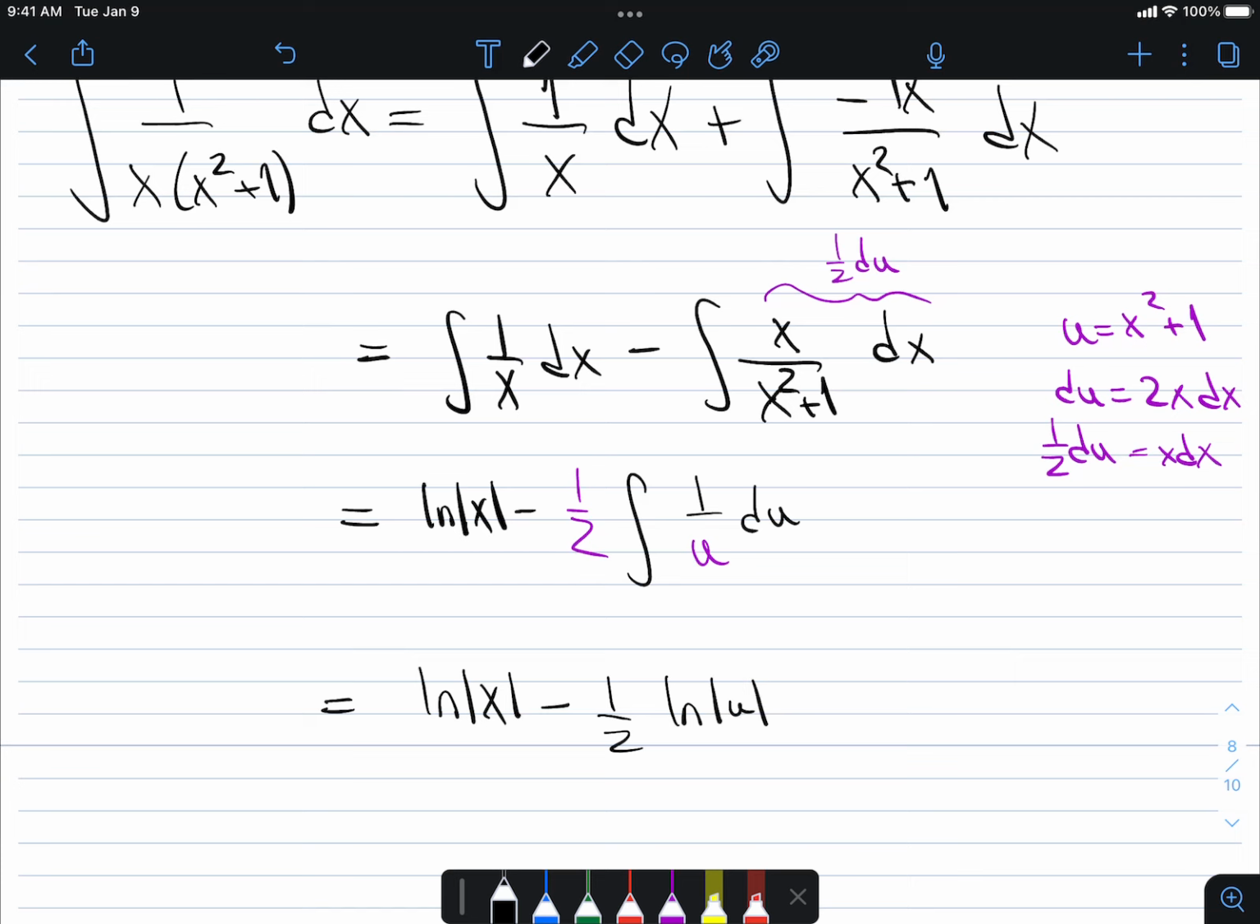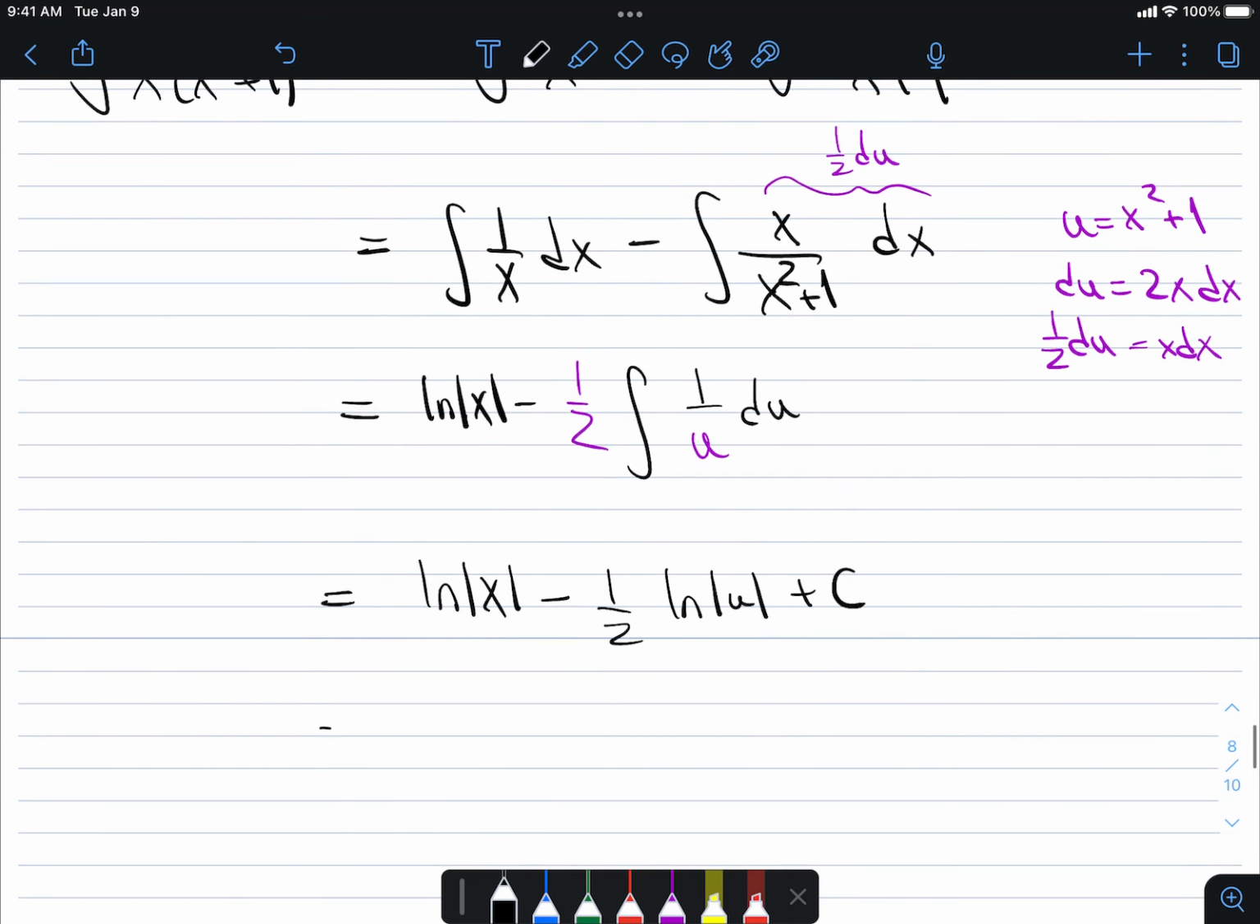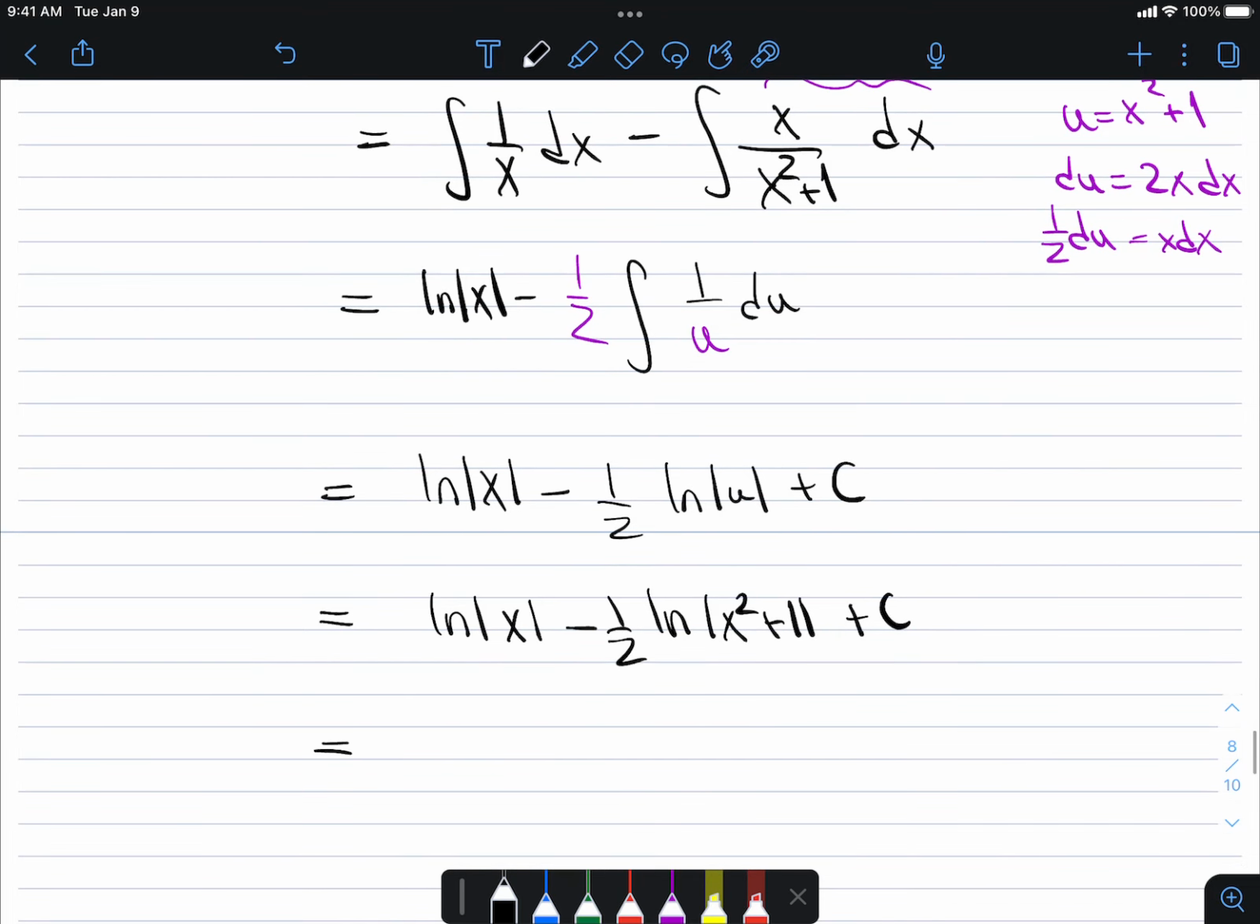Let me be careful about this. Plus c. And then remember what u is. u is x squared plus 1. And just as a final touch, because x squared plus 1 cannot be negative, the absolute value is actually unnecessary in this case. You still need it on x, but on x squared plus 1, you don't need it. And this is the answer.